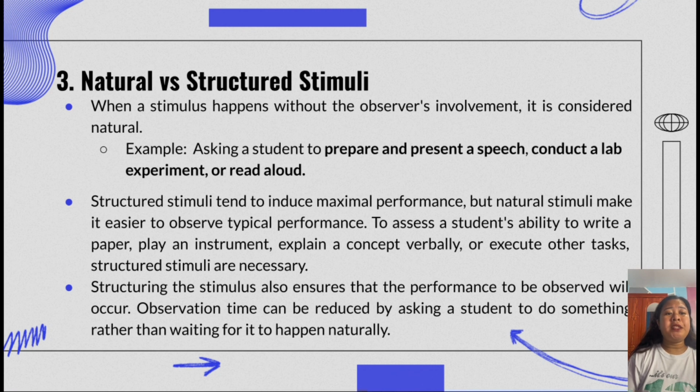So observation time can be reduced by asking students to do something rather than waiting for it to happen naturally. Structuring also helps determine whether the lack of a particular performance results because the student is avoiding a behavior in which he or she is not proficient, or because the appropriate condition for eliciting the behavior has not yet occurred.